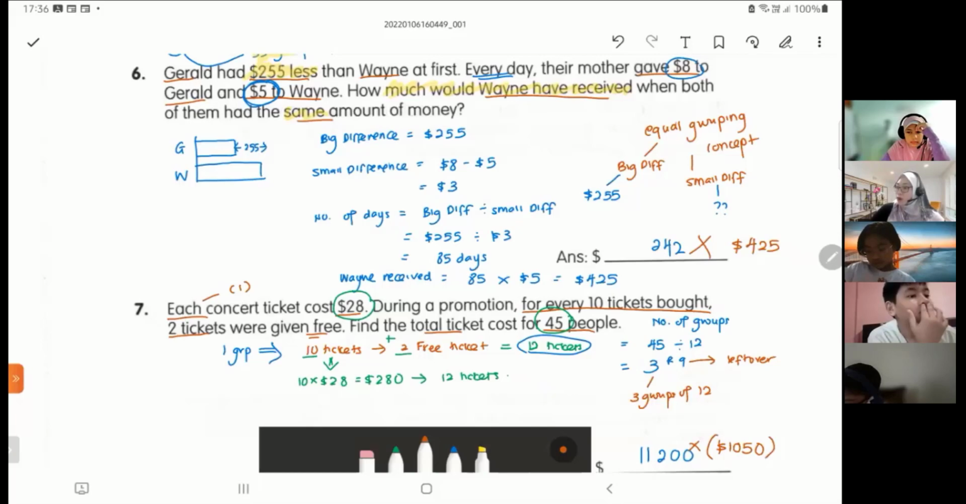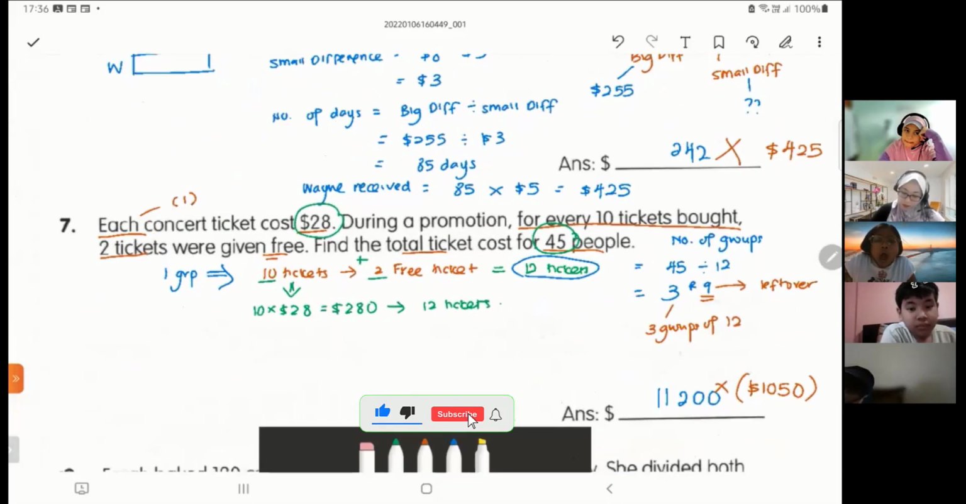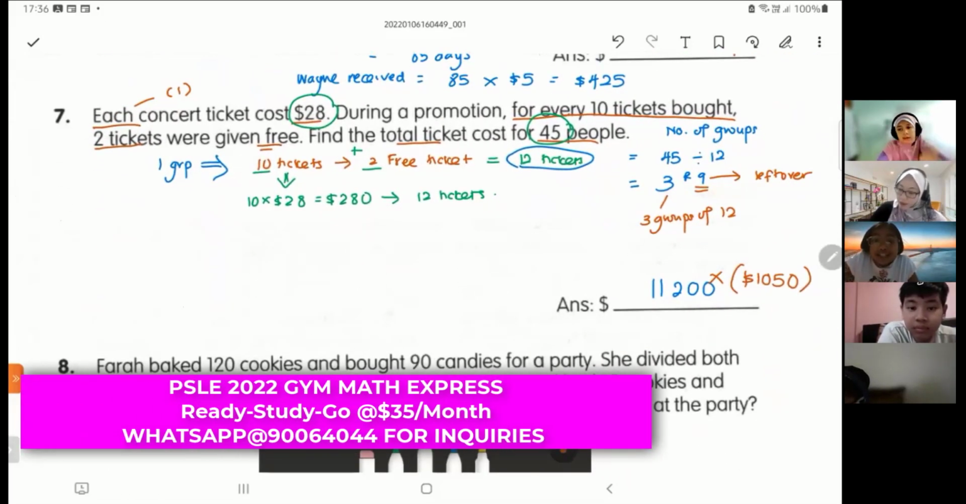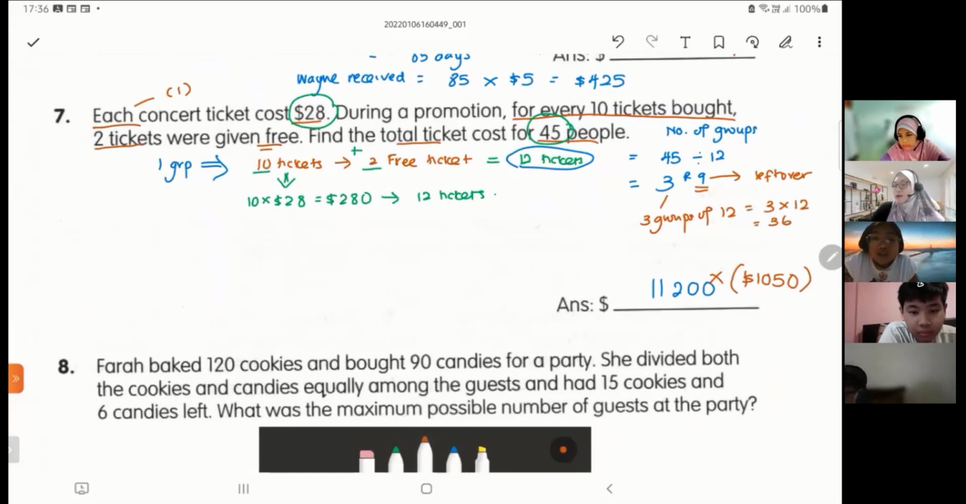So 3 groups of 12. And then I need to find the cost of the leftover 9 tickets. Now, 3 groups of 12 means how much? 3 groups of 12 is 3 times 12. I get 36. Okay, now 36 tickets means how much?